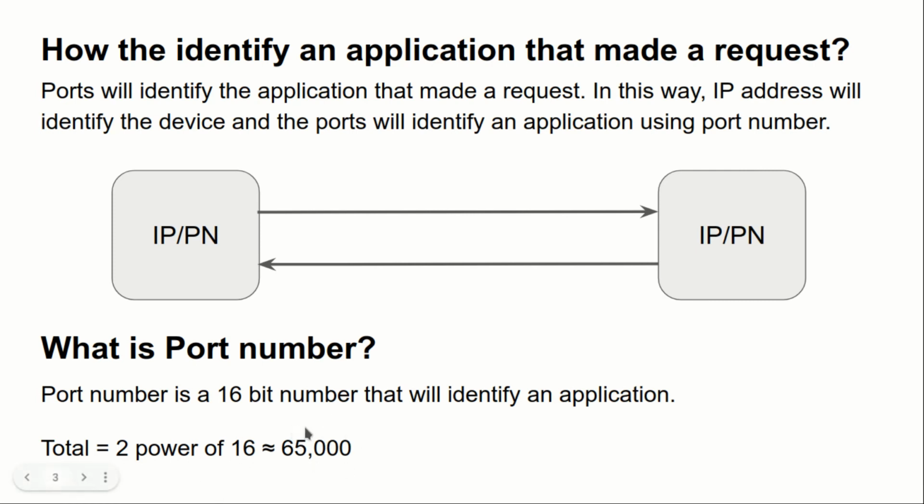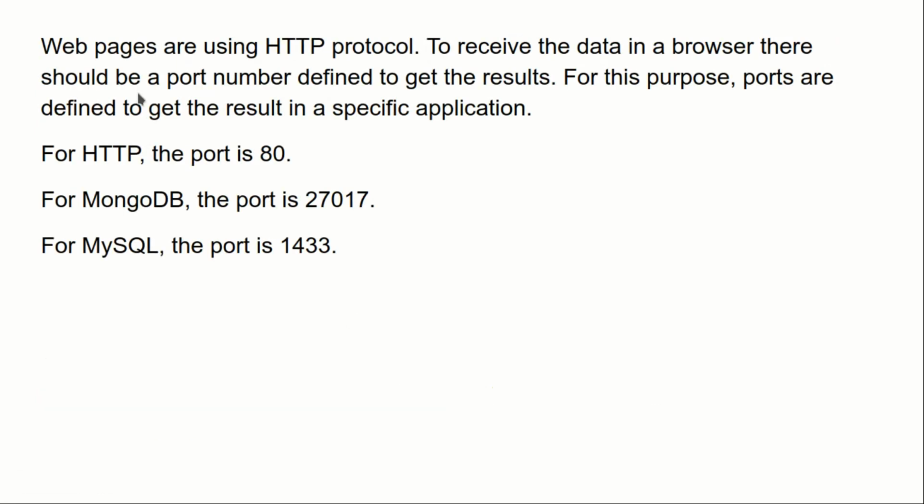will be equal to about 65,000 ports. So basically, these are the port numbers that will be used separately for each of the applications that are connected to the internet. So let's say a web application has port 1, for example, the MongoDB server has port number 2, the MySQL server has port number 3, and similarly the chatting application has port number 4. So these ports will be divided among different applications to identify an application.